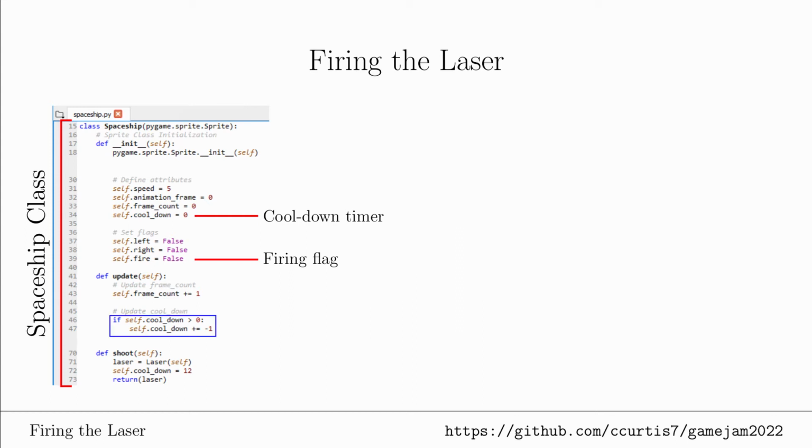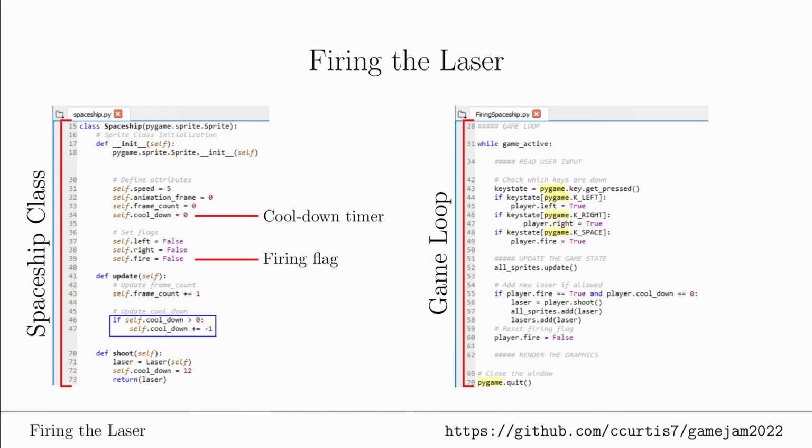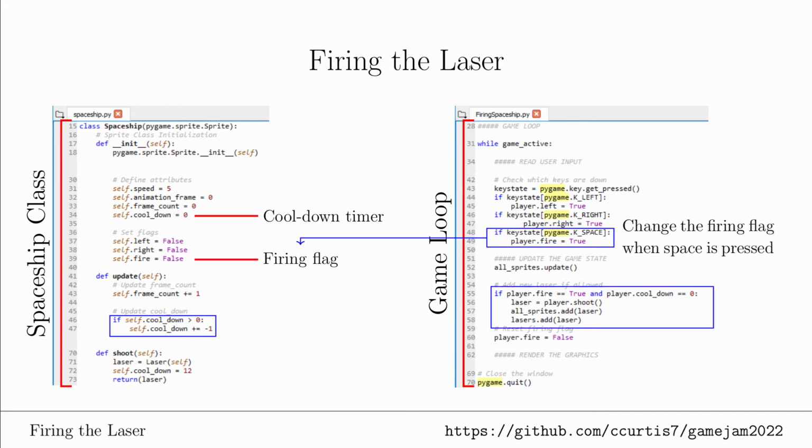In the update method, we've added some code to get the cooldown timer to count down to 0. Now let's look at the main code. Notice that we can capture the spacebar being held down in the same place that we checked for the state of the left and right arrows. The firing code is run in the update portion of the code. Notice that this runs outside of the spaceship update method.